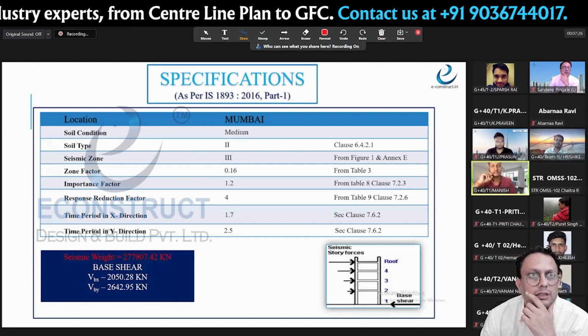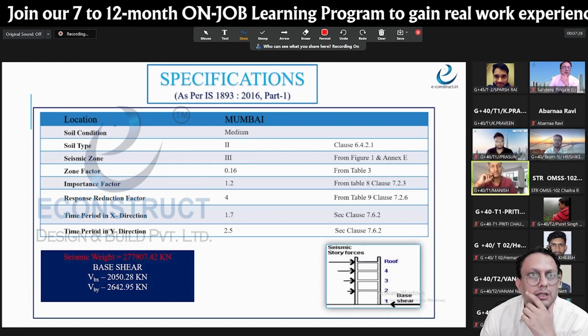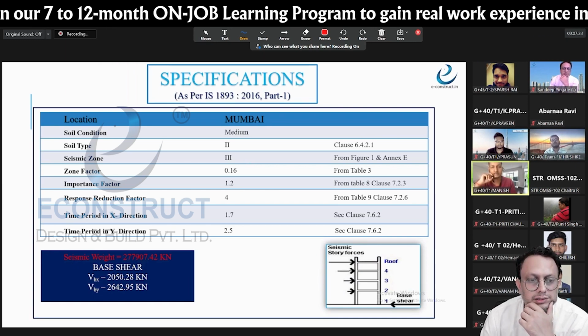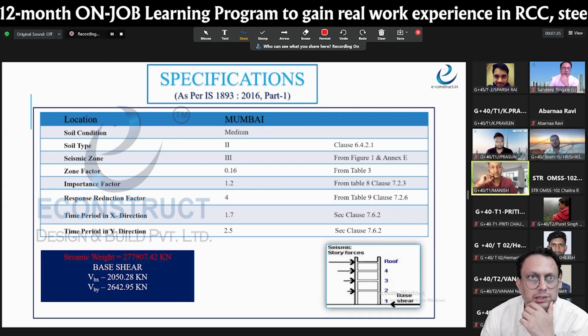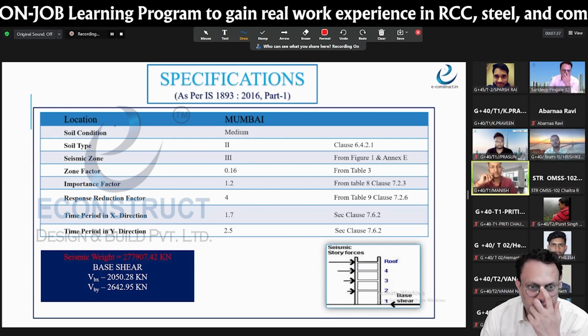And these are the specifications, the location is Mumbai. Please come to the general meeting. And for the top tower, the time period in X is 1.7 and in Y direction 2.5.